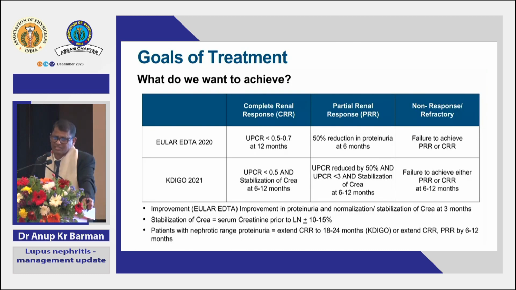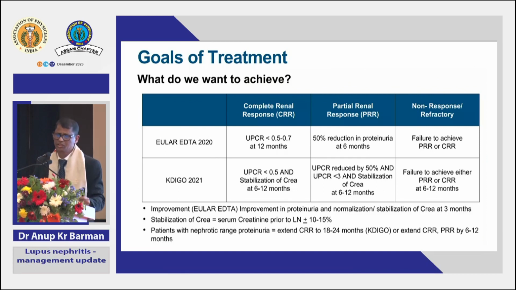Now, how do we assess the goal? We go by KDIGO, Kidney Disease Improving Global Outcomes, guided by the International Society of Nephrology, and we usually follow it. Or you can follow EULAR, but by and large, the EULAR and KDIGO guidelines are similar, so we can follow either. But still, as a nephrologist, I would like to follow the KDIGO guideline.